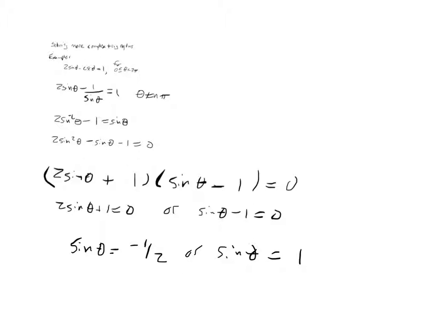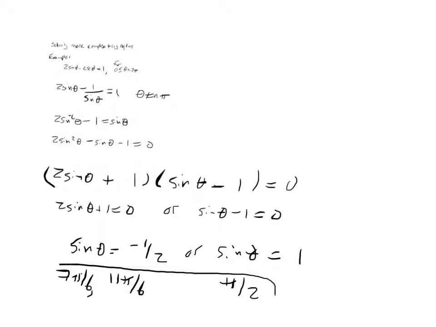Let's see, between 0 and 2 pi, where does the sine equal negative 1/2? Well, that's going to be at 7 pi over 6, or 11 pi over 6. And where does sine theta equal 1? At pi over 2. So I wind up with my 3 solutions here.